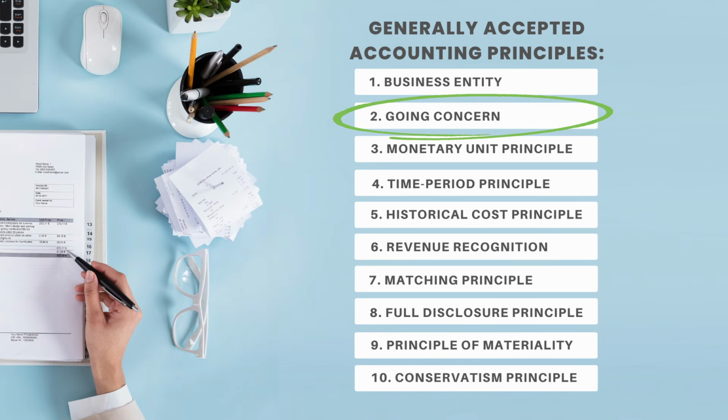The next one is called going concern, and that just means that the business is going to be in operation. It's not on the verge of shutting down. So the business will continue to exist in the foreseeable future.